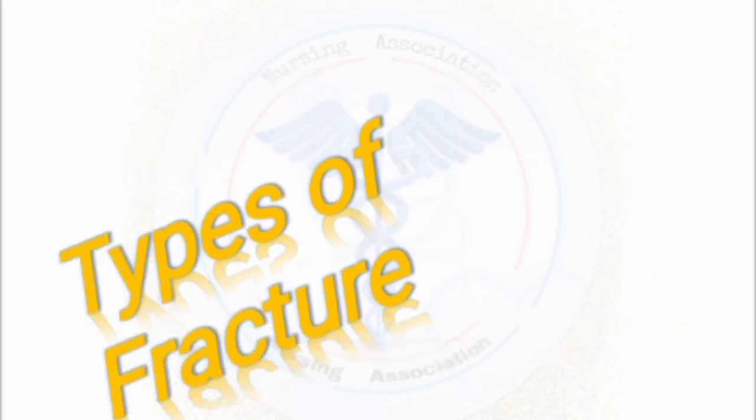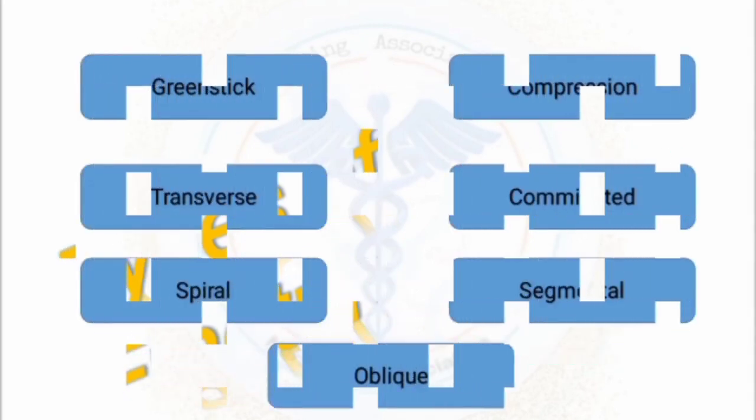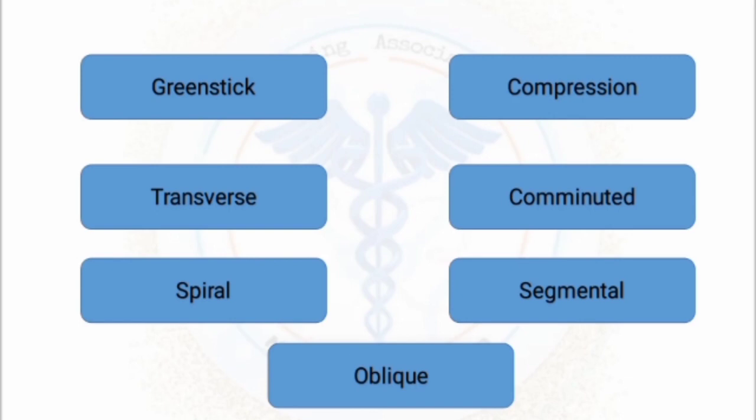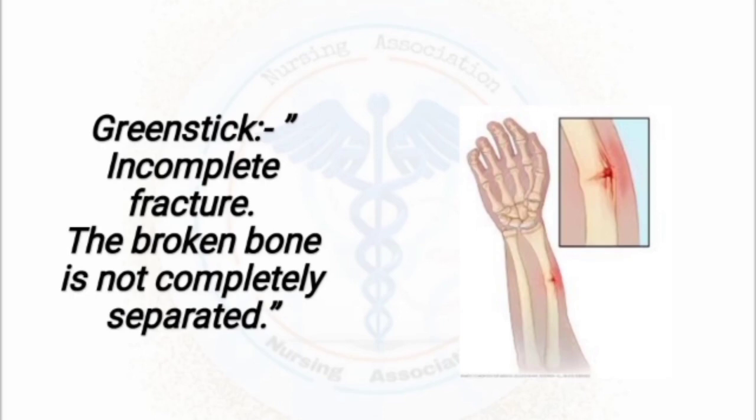So types of fracture. There are 7 types of fractures. First is greenstick fracture, transverse fracture, spiral fracture, compression fracture, comminuted fracture, segmental fracture, and oblique fracture. So we will learn one by one. So first fracture is greenstick fracture.